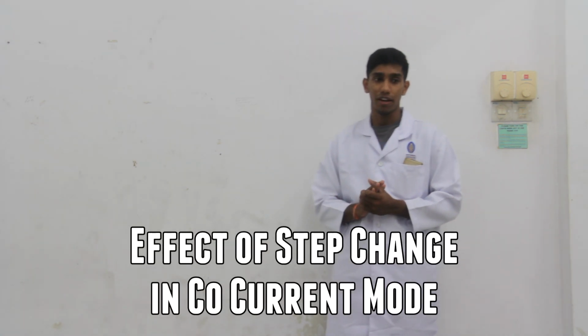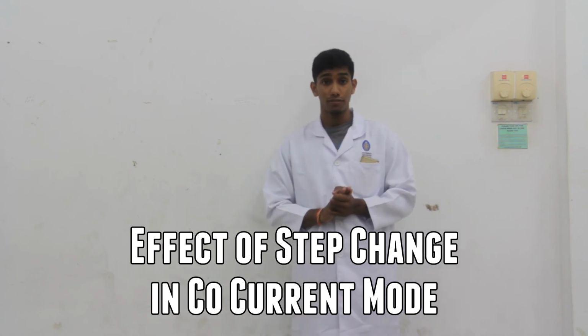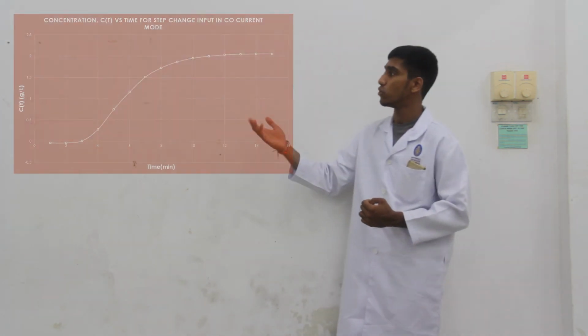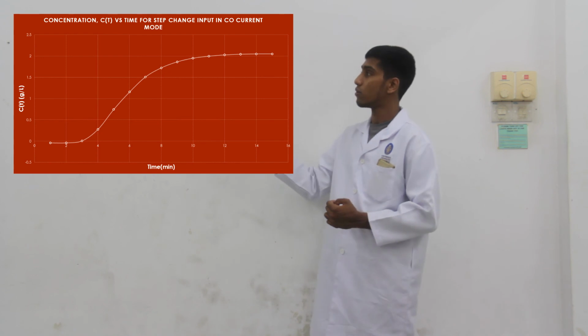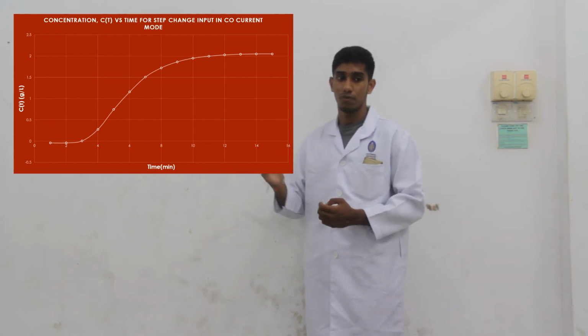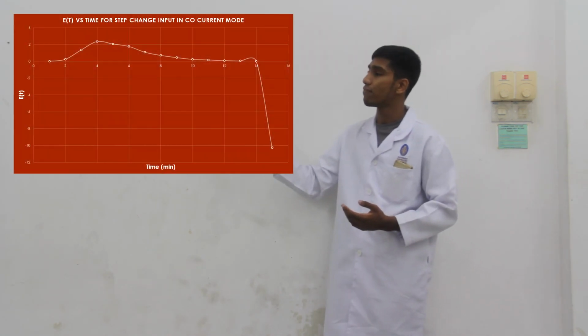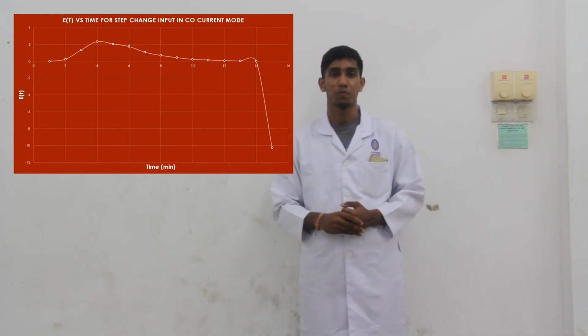So now I'll be explaining about the effect of step change input in co-current mode. The liquid flow rate will still be the same, 0.05 LPM, and the air flow rate also will be kept constant, which is 1.0 LPM. Over here you can see the graph of concentration against time for step change in co-current flow. Next, this is the graph of E(t) against time for step change in co-current flow.